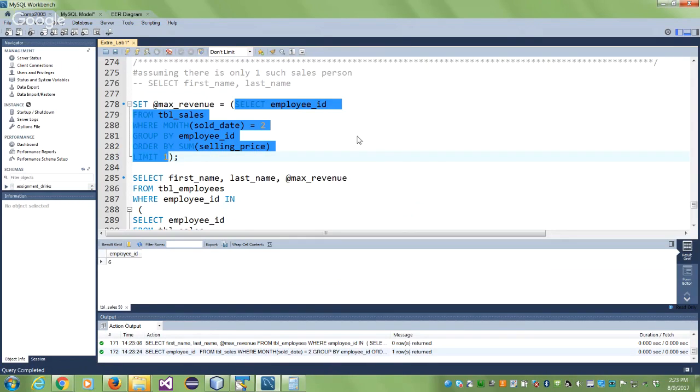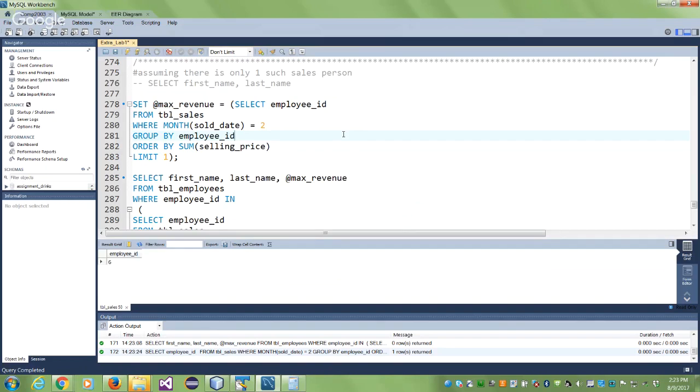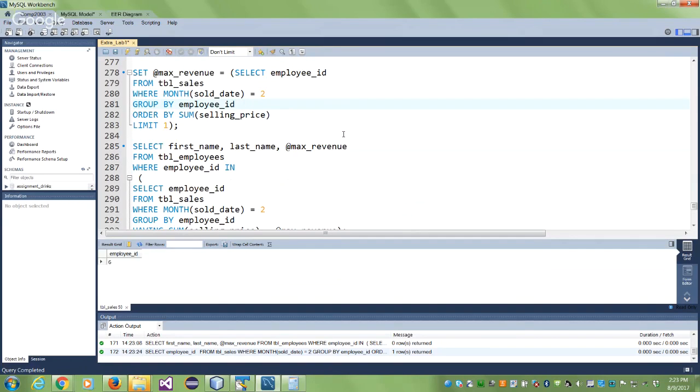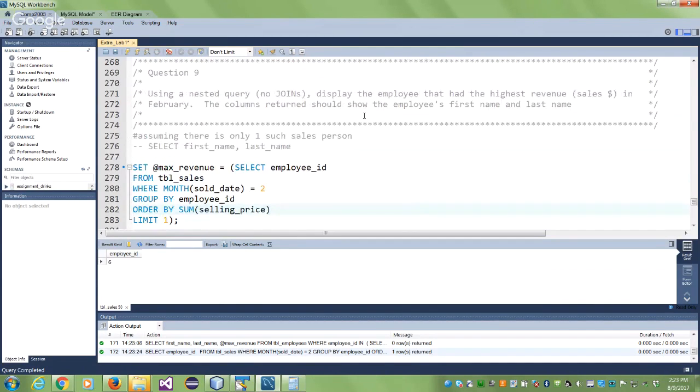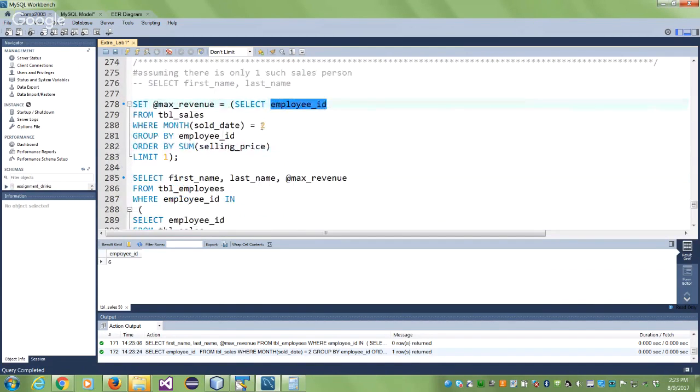Employee ID is 6. Oh, we don't need employee ID now. Maximum revenue is what we need. Okay. Yep. We don't need maximum. Okay, what do we want here now? We want, oh God, the employee that had the highest revenue. So let's find the highest revenue first. So let's sum this up. I think we just started on the wrong foot, you know. That's why we are kind of stuck now.